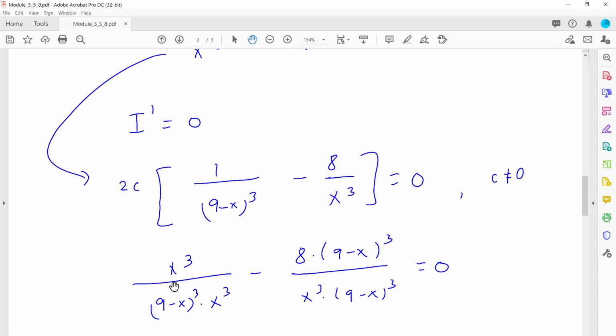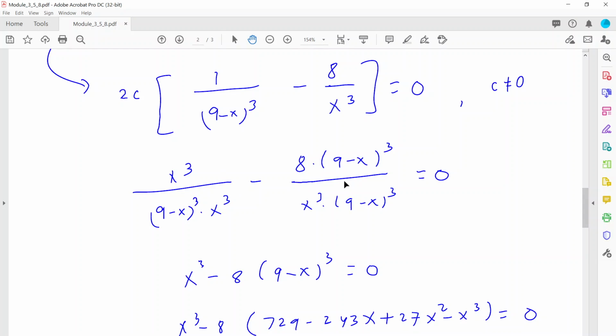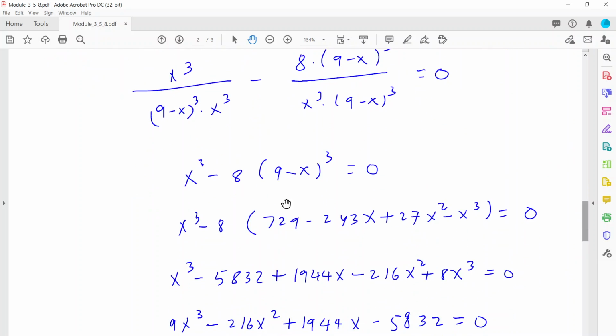Now to simplify this, I'm making it the same denominator, and then I combine these two rational terms, and I get x cubed minus 8 times 9 minus x cubed on the top, and this thing on the bottom. Because the bottom part cannot be equal to 0, I'm just equating the top part to 0. Now I'm using 9 minus x cubed equal this. Just multiply 9 minus x times 9 minus x times 9 minus x and simplify. This is what you are going to get.